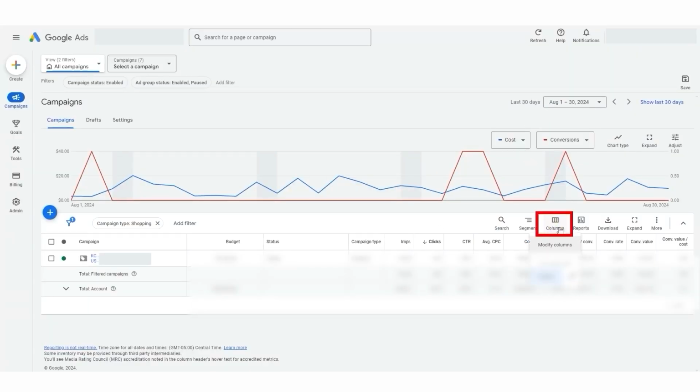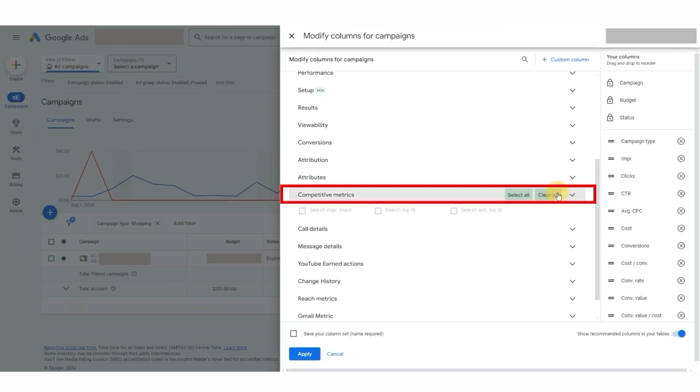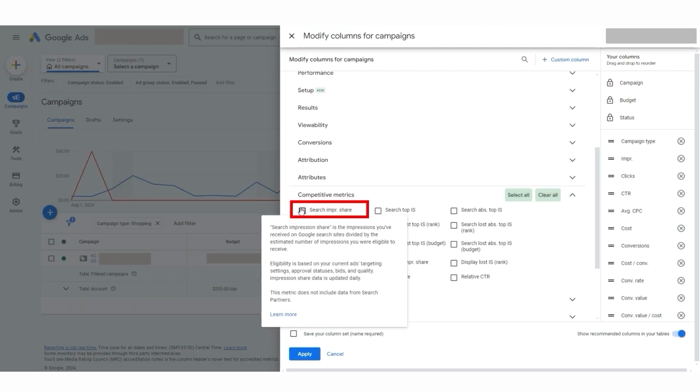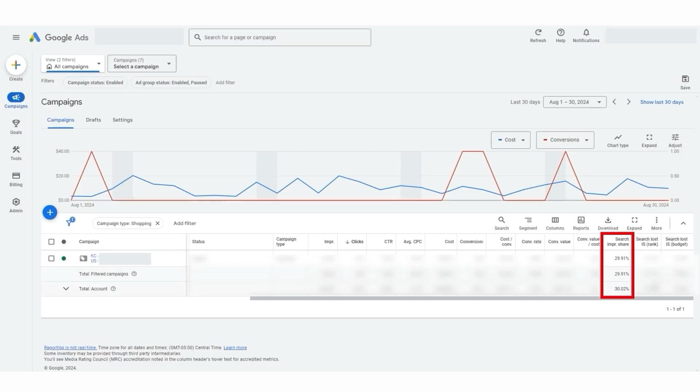We want to add data columns by going to Modify Columns, scrolling down to Competitive Metrics, and adding in Search Impression Share, Search Lost IS by rank, and Search Lost IS by budget. Search Impression Share tells you how much of the available traffic you're actually showing up for. So if your impression share is 30%, out of every 100 searches for your products, your ad only showed up 30 times. You're missing 70% of the market. So why are you missing it? That's what the next two metrics tell you.